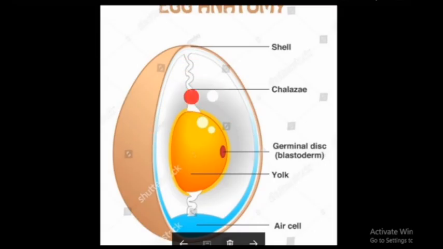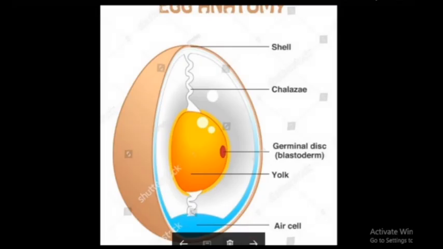Then in the albumin we have this thing here which is holding the yolk centrally positioned. That is called the chalaza. It is responsible for holding the yolk in position. We have this particular part here called the yolk. The yolk has an eye spot which is called the germinal disc or the blastodem, and underneath here it has the air space, the air cell, the air sac of the egg. That is what the cell looks like.